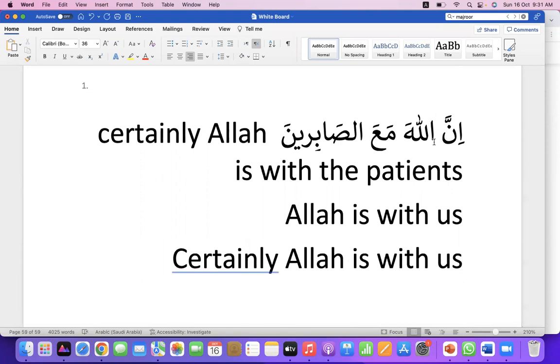SubhanAllah. So you can see how much Allah subhanahu wa ta'ala has given us certainty in this ayah. He could also use Allahu ma'as sabirin, but He chose inna. He gave us complete certainty here. So this is one example of a word becoming mansoob when it is followed by harf-e-nasab. There are many.